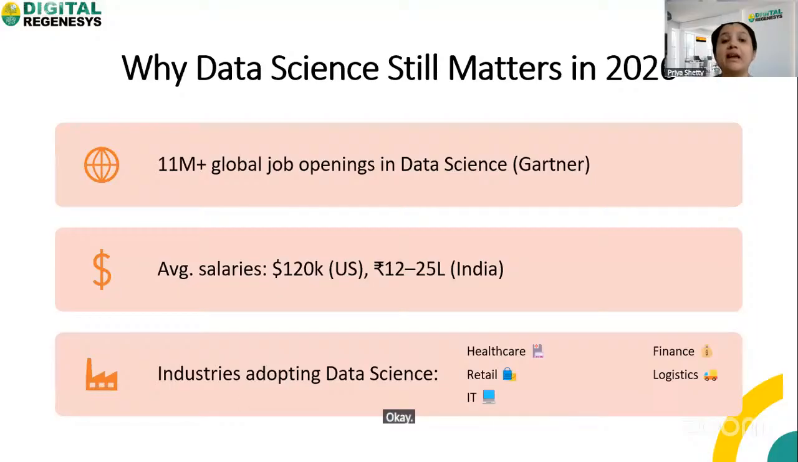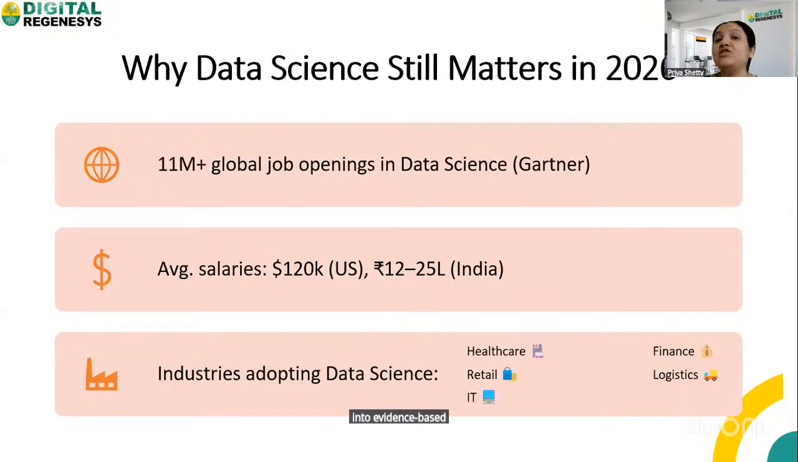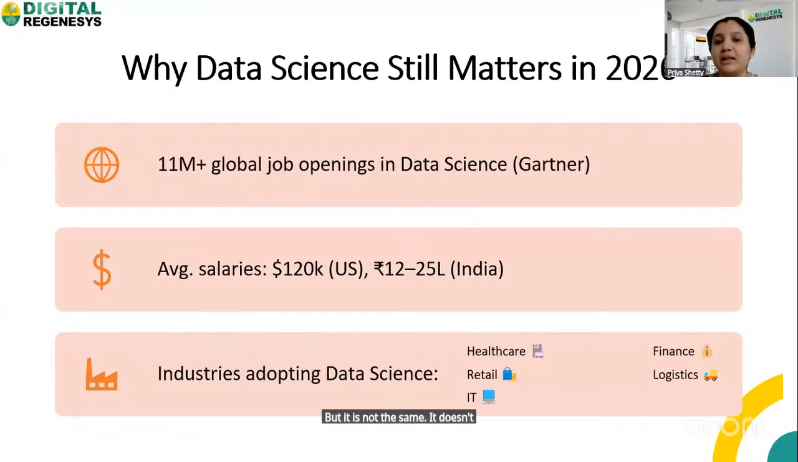So in short, data science matters here because organizations are focusing on evidence-based decisions rather than just randomly guessing. Companies are not working like in the early days, when they were just making a guess. Just now I spoke about the retail shop. Earlier it was like, okay, this product is being sold in that particular city, maybe I should also sell that product over here. But it doesn't work that way nowadays.